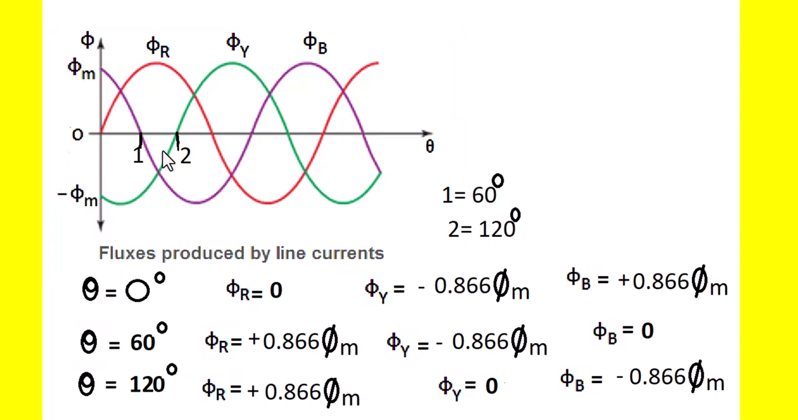Similarly, when theta is equal to 120 degrees, that is at position 2, phi y value becomes 0 because this is the phi y waveform, it is 0, whereas phi r is positive, whereas phi b is negative. So phi r is equal to 0.866 phi m, whereas phi b is equal to minus 0.866 phi m, and phi y is equal to 0.